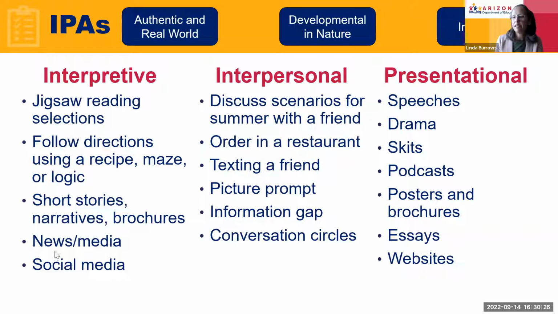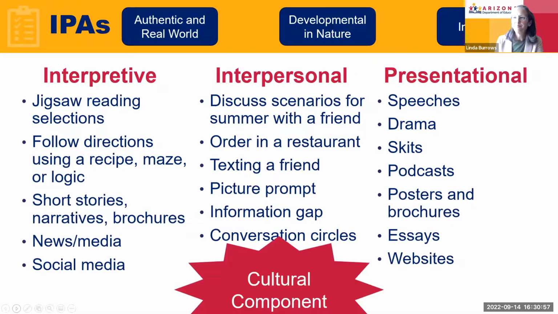So these are just some examples of different things that you can do for an IPA: jigsaw, short stories, news media, social media. I had kids do Facebook posts where I just gave them an 8.5 by 11 piece of paper with a template on it. And they would have to do a Facebook post of a person from the target country. So that would be great. Presentational, all sorts of stuff. You could have them do infographics using Canva and all those things. Piktochart are all free now. So I'd have students do that sort of stuff as well.